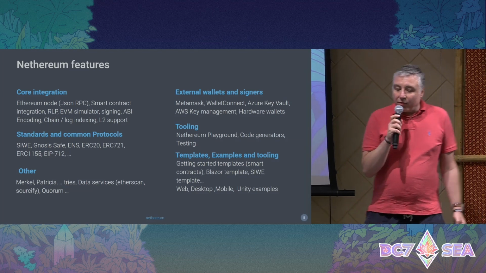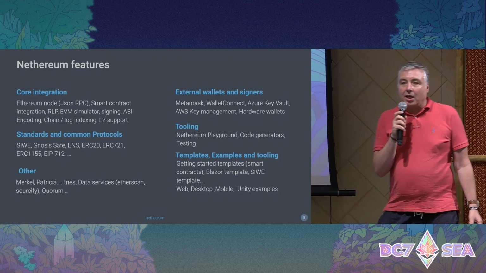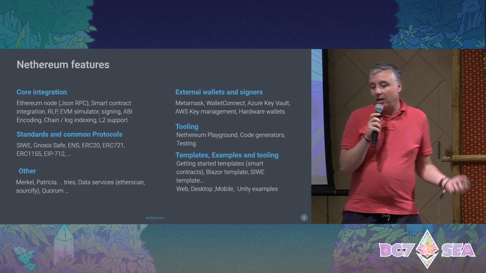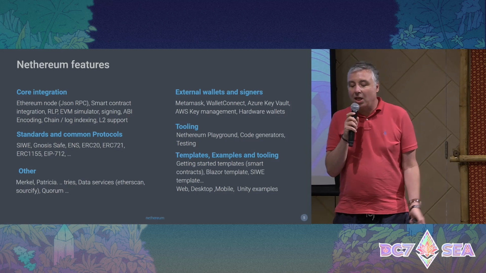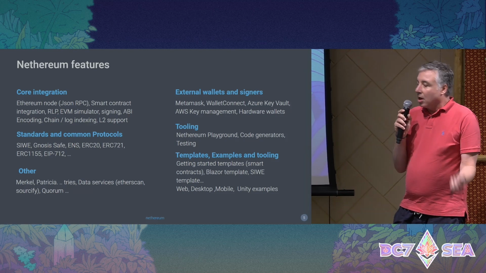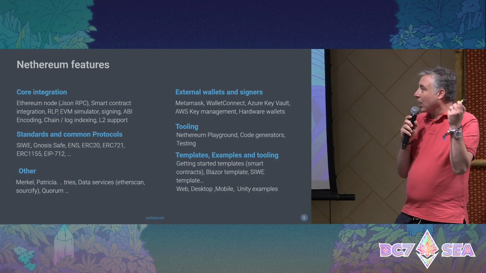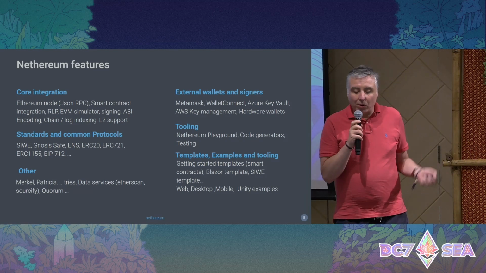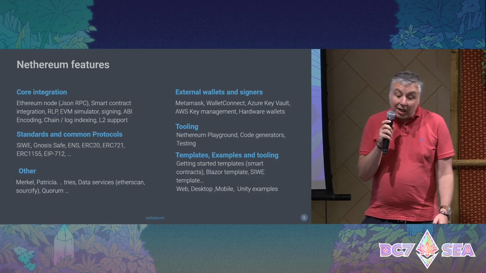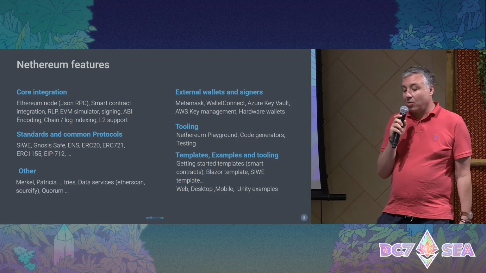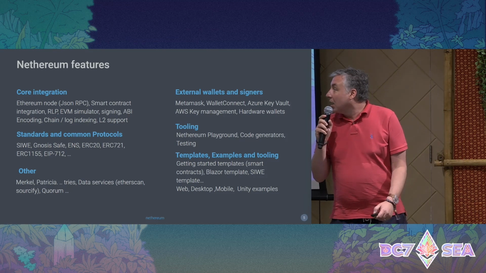So what are the Nethereum features? This is the same as any core client integration. You have the Ethereum node, JSON RPC, smart contract integration, RLP, EVMs, signing, ABI encoding, indexing, L2 support, etc. We have all the standards and common protocols, like CREATE2, Gnosis Safe, ENS, etc.